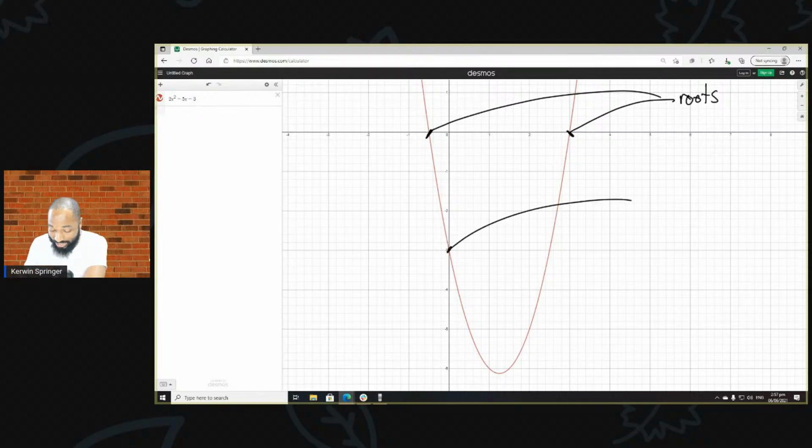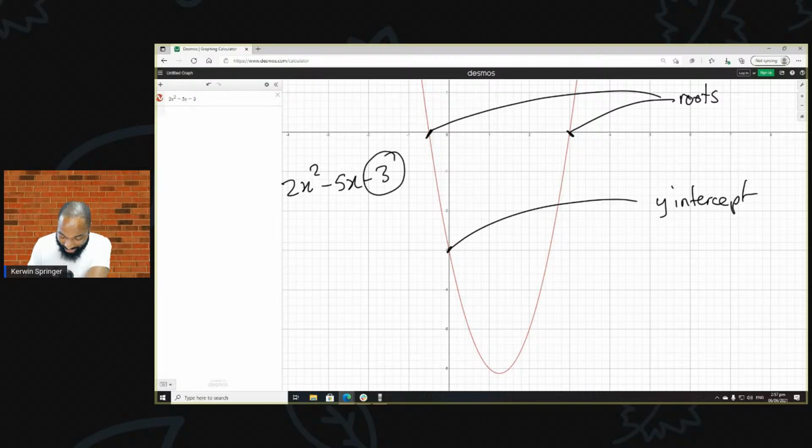They could ask you about the y-intercept. If they ask you about this, smile, because there's 3 marks. You could just read this off of the first equation. The equation itself has the y-intercept in it: 2x squared minus 5x minus 3. This negative 3 is the y-intercept. So that's the easiest thing they could ask you about.